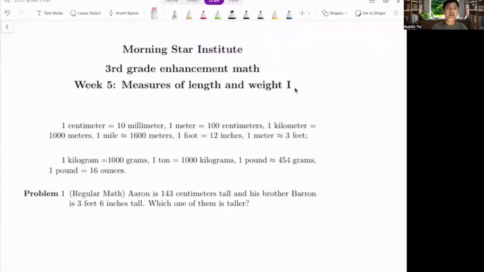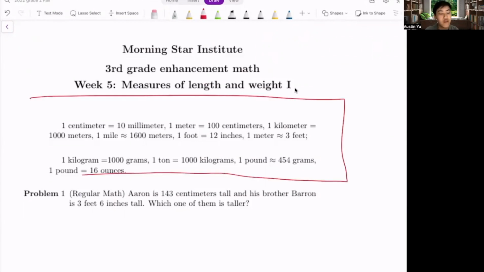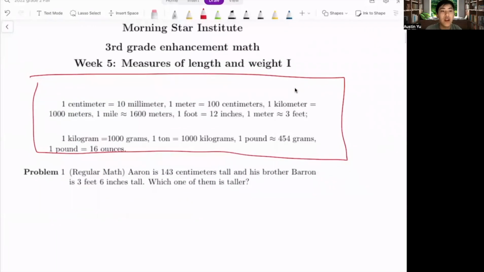Hi everyone, this is the week 5 measures of length and weight solution video. Before we start, you can take a look at the metrics information on the top, and we will just be reviewing that as we go.